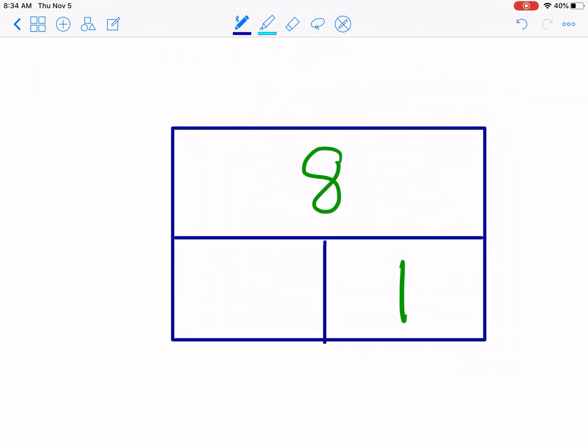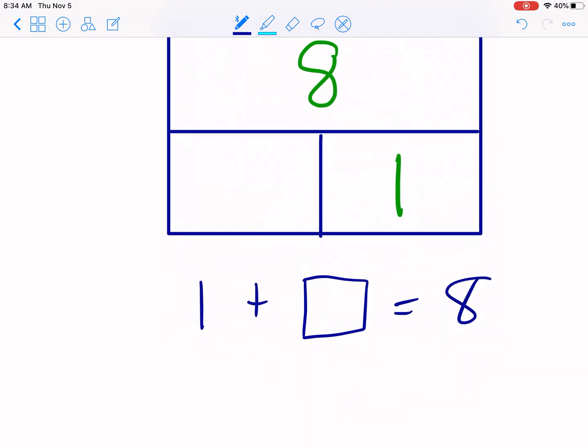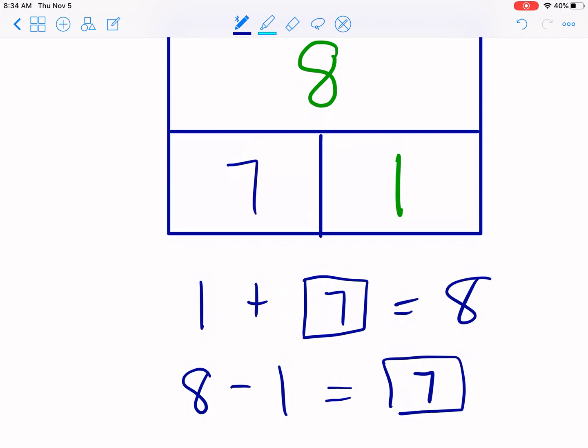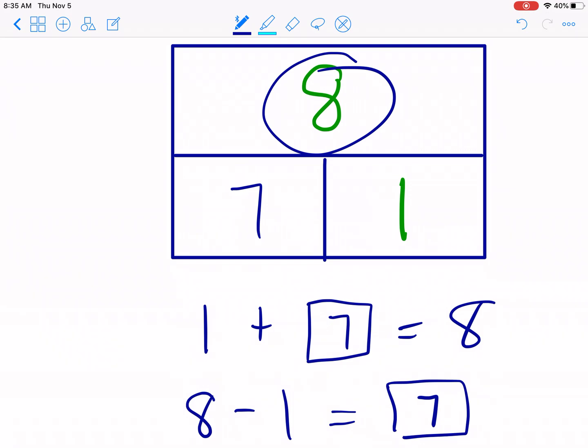Here we have 8 as our whole and 1 as a part. So really we're saying 1 plus something equals 8. What we're also saying is 8 minus 1 equals something. It's going to be the same thing. So 8 minus 1 is 7. 1 plus 7 is 8. So 7 goes in our box here. We knew we needed to subtract because we had our whole and one part. Our whole amount and one part.